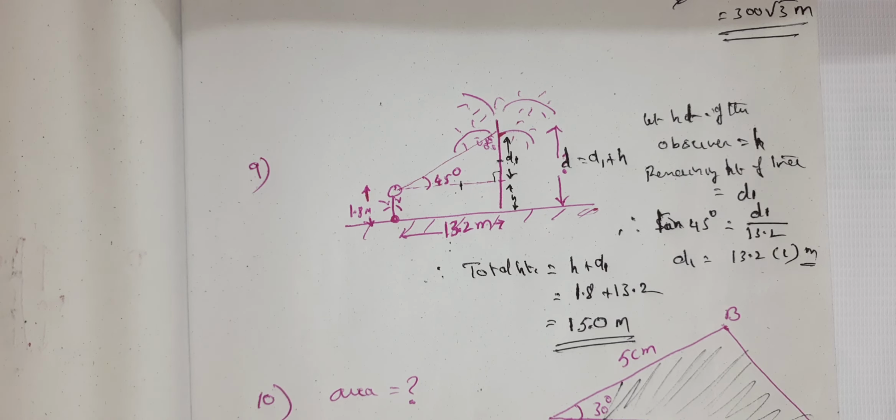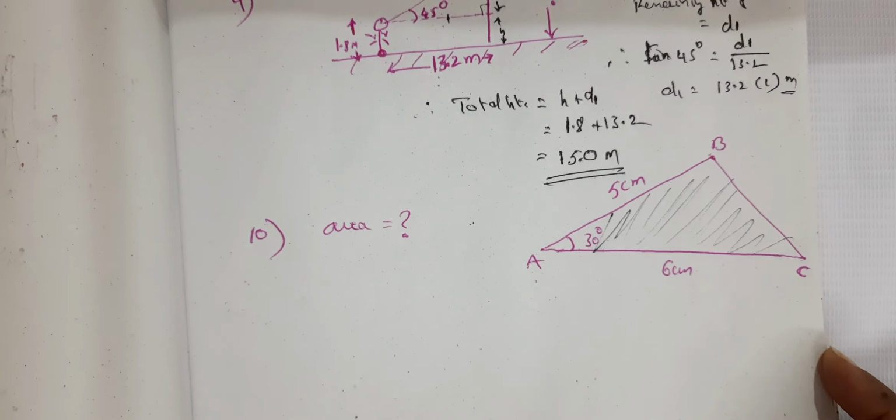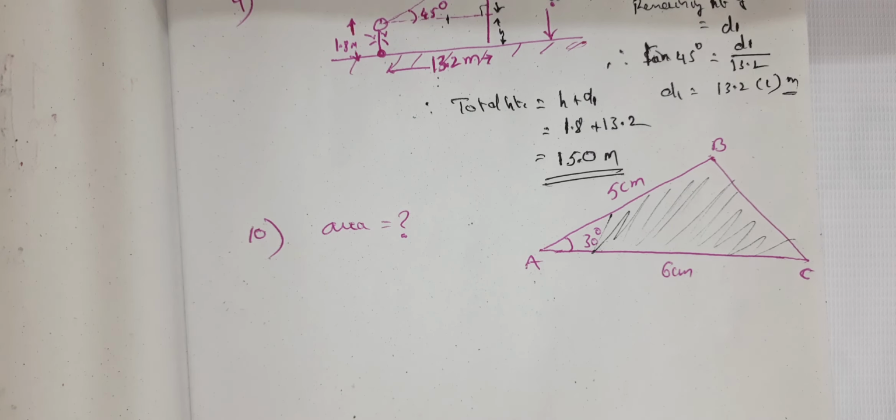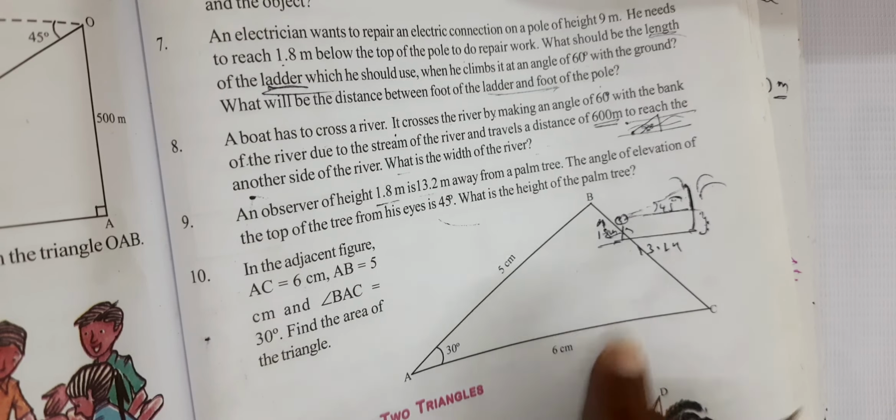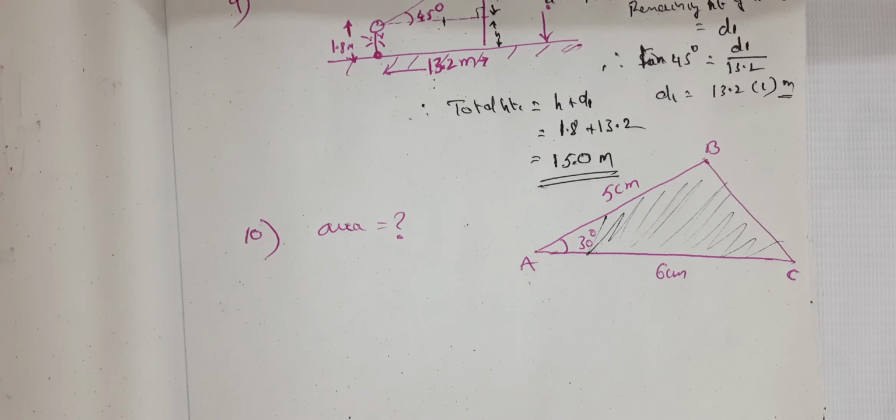Now let us see the 10th one and the last one from this exercise. Very, very easy. I am not reading out the problem anyway, because there is a diagram in the textbook. See the textbook. He has given only the diagram directly, and he is asking to find out the area. Now the same diagram I drew here. So let us see how to solve it.